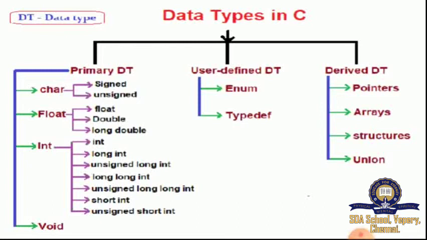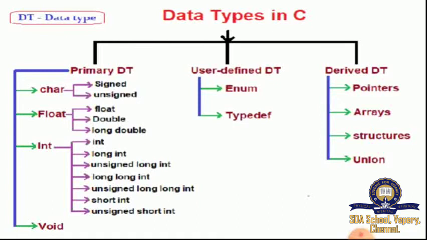Primary data type is classified into character, float, integer and void. User defined data type is classified into enum and type definition. Derived data type is classified into pointers, arrays, structures and union. In the primary data type, character type is classified into signed and unsigned. Float data type is classified into float, double and long double.